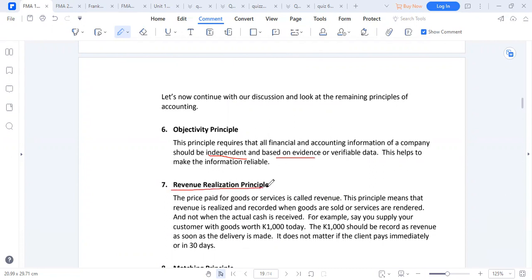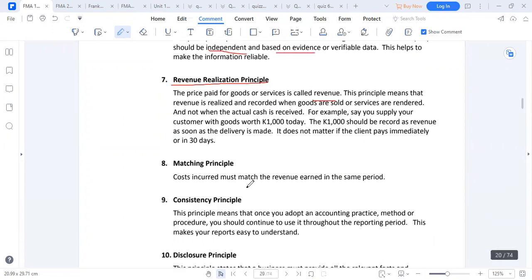The revenue realization principle simply says that the price paid for the goods is called revenue. Sales are a revenue, so I call them sales revenue. So this principle means that revenue is realized and recorded when goods are sold or services are rendered, and not when cash is actually received. So when you make a sale, even if you haven't received cash, that sale must be recorded. This is called the revenue realization principle.